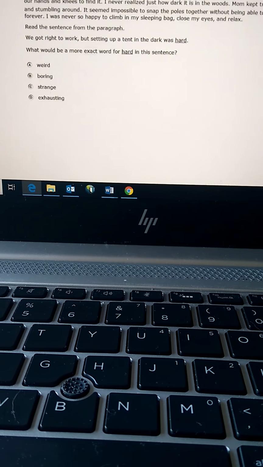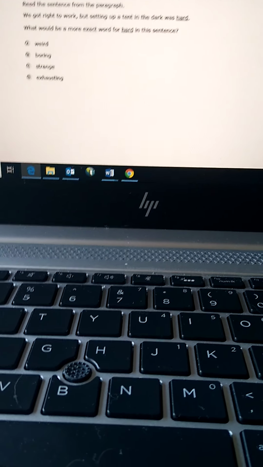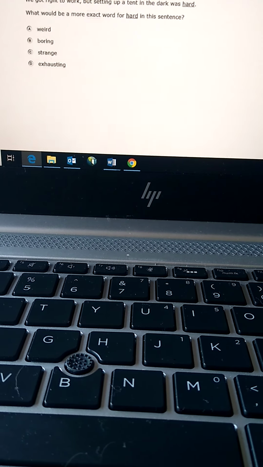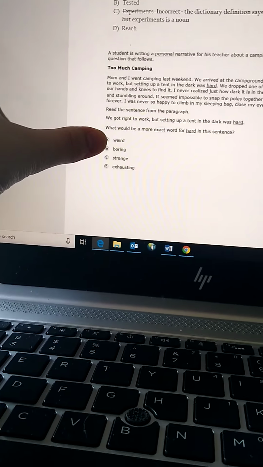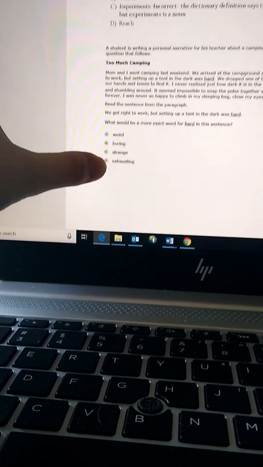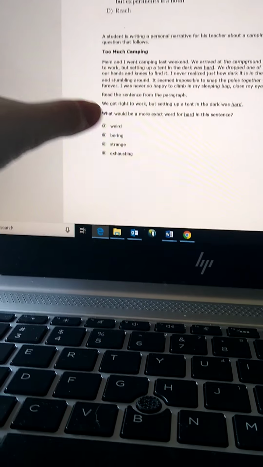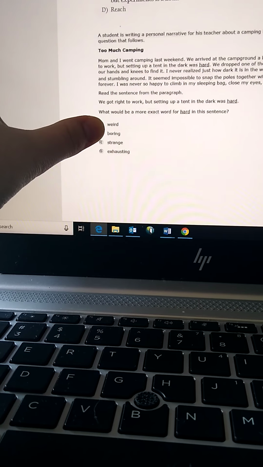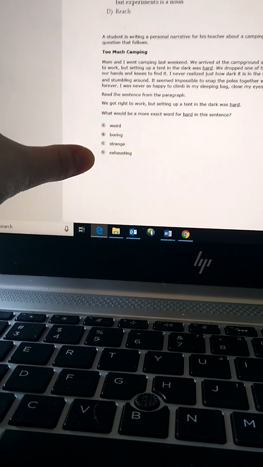Read the sentence from the paragraph. We got right to work, but setting up a tent in the dark was hard. Which word would be a more exact word for hard in this sentence? So we're looking for which word could we use for hard. Could it be weird, boring, strange, or exhausting? So I think he's saying setting up the tent was hard. So would it make sense to be setting up the tent was weird? Setting up the tent was boring? Setting up the tent was strange? Or setting up the tent was exhausting?